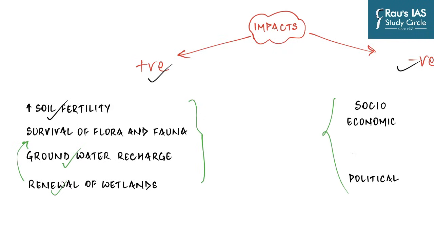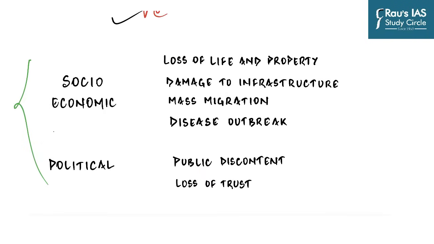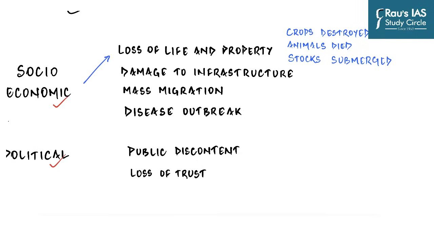But at the same time, we call flood a disaster, and if we categorize it as a disaster, it has to have a higher level of disadvantages. And so the overall negative impact of these floods can be categorized into socio-economic and political categories. First and foremost is loss of life and property, which is not very difficult to think of. Either the crops are destroyed, or if there are stocks, they are submerged and of no use, they will just rot.